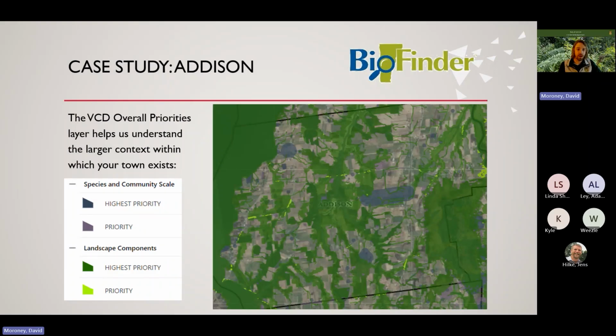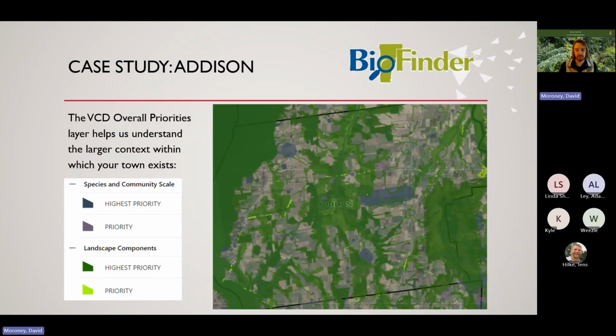So if you zoom into a town, here we are in Addison. Remember that the first step with using Vermont Conservation Design is always to look at the highest level, which is the landscape scale and the overall priorities for the species and community scale. So here we have those overall priorities, dark green, some little splashes of priority in the lime green, and also you can see in purple our species and community scale overall priorities.